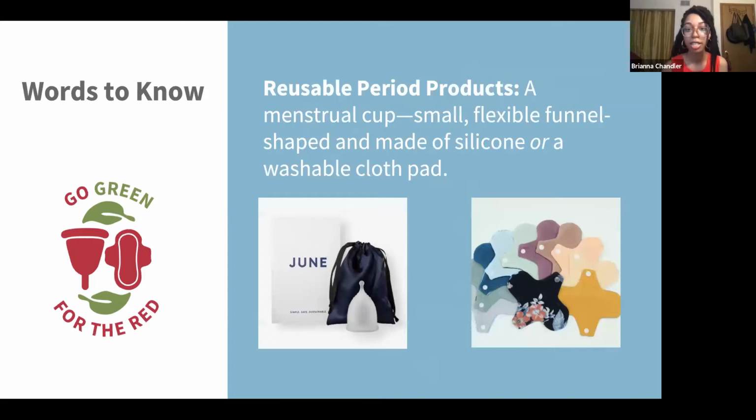And then our last term is reusable period products. The two most popular kinds of reusable products are reusable cups and reusable pads. The cups are usually pretty small and made of silicone or rubber, and the pads are usually made out of cotton or bamboo fabric. And these are the two items we'll be offering in our product starter kits.